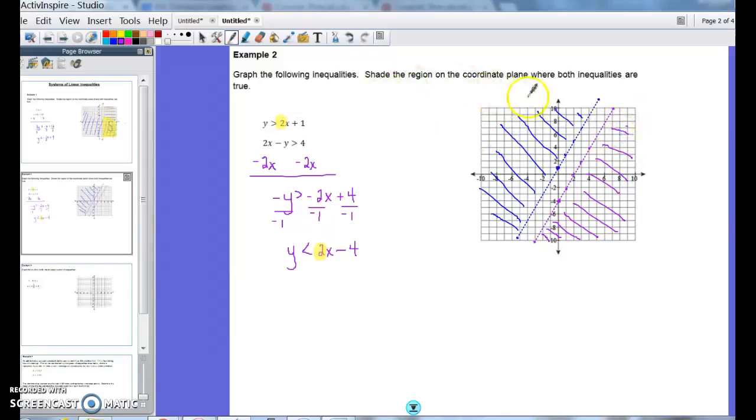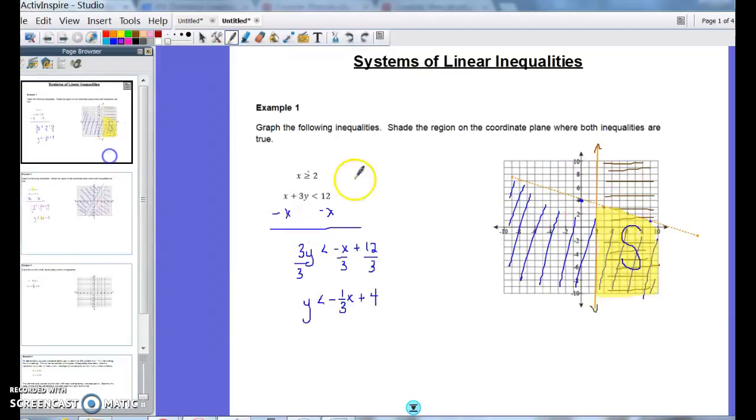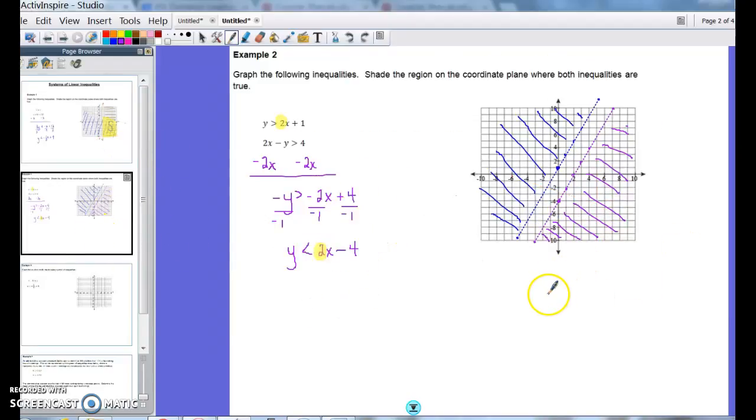And there is no region where both inequalities are true at the same time, so you would just leave your graph like that. There actually is no solution to this system of inequalities because they don't overlap each other. Okay, there's no value that would satisfy both of those inequalities at the same time. So you might have a situation where your regions overlap, and you might have a situation where they don't.